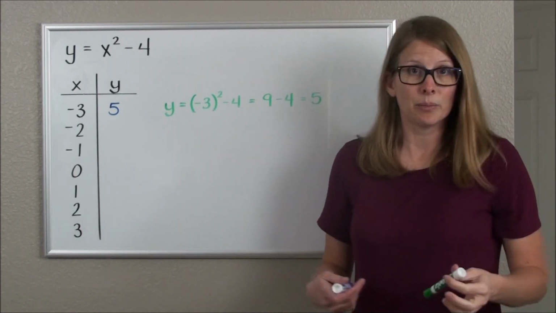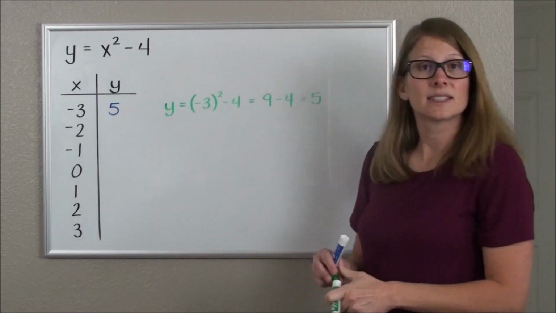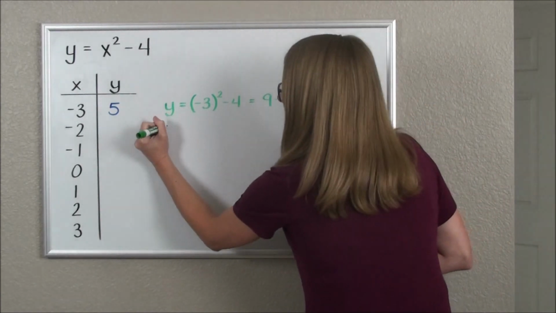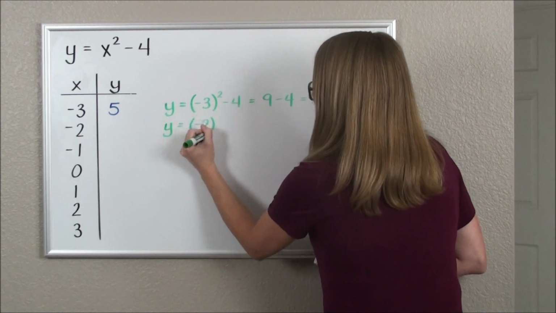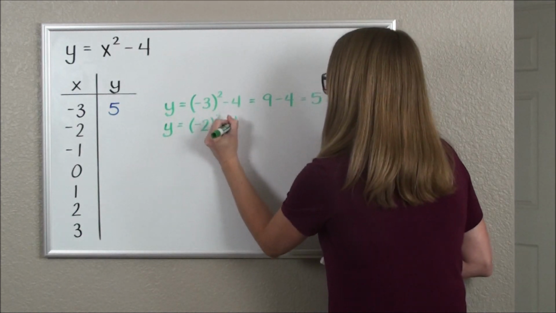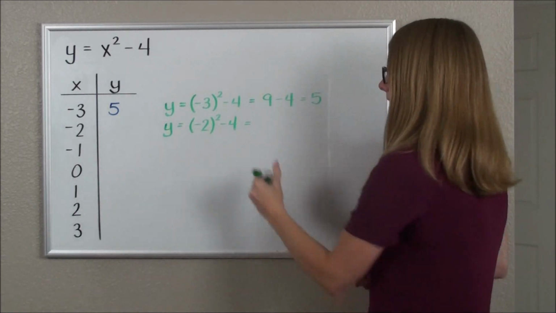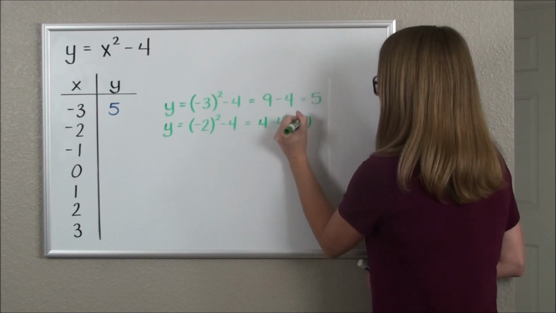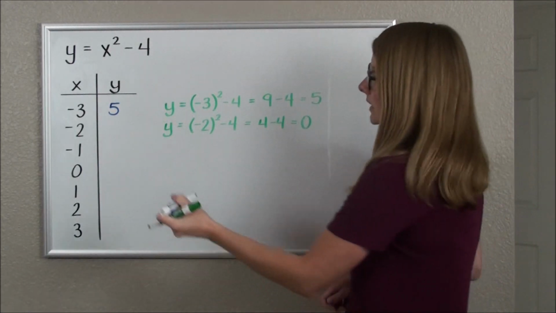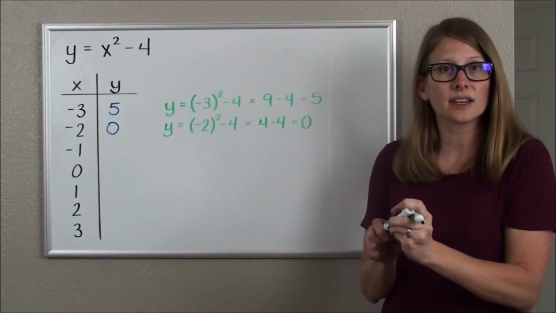We need several points to be able to get the graph of a quadratic equation, so let's keep going. Let's now plug in -2 for x. y equals (-2) squared minus 4. (-2) squared is -2 times -2, which is 4, and 4 minus 4 will give us 0. So now when x is -2, y is 0, and we have a second point.